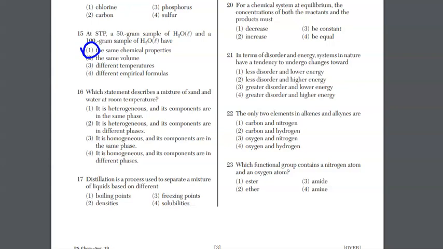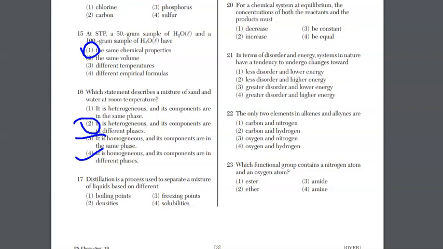Moving on to 16, which statement describes a mixture of sand and water at room temperature? Well, you know sand doesn't dissolve in water, and even if it did, whether it dissolves or not, you have a mixture, and you have your heterogeneous or homogeneous. The sand is going to fall to the bottom, so it's going to be heterogeneous, so cross out 3 and 4 because it's not homogeneous, and then it's asking if it's in the same phase or not. Sand is a solid, water is a liquid, so different phases, or choice 2.